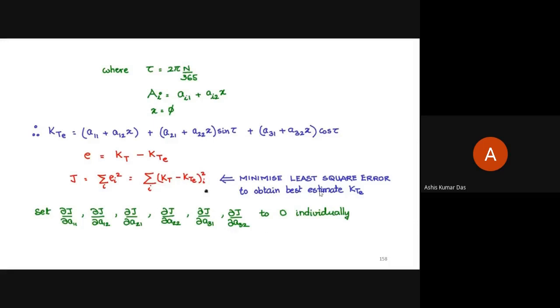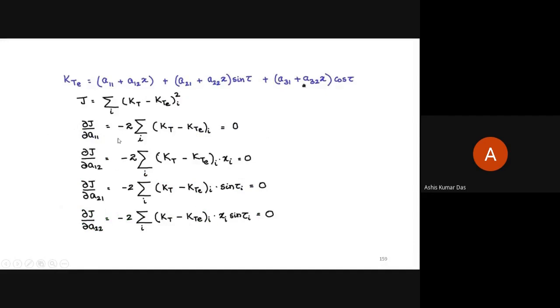So we have to make del J del a11 equal to 0. If we take the differentiation, we will get minus 2 times the summation over i of (kt minus kte i) within bracket, and this is set equal to 0. It is a minimization problem, so we have to make it 0.